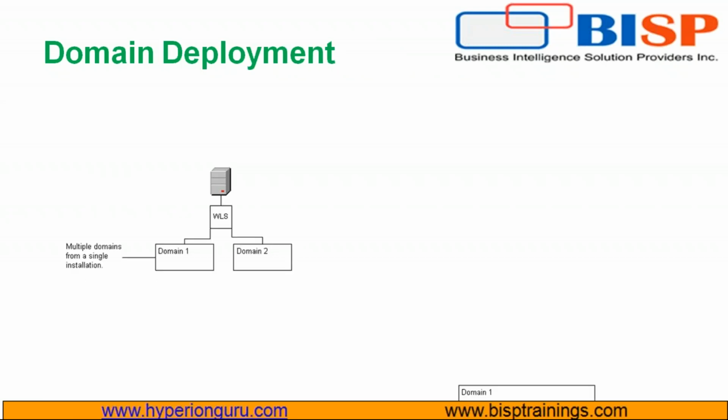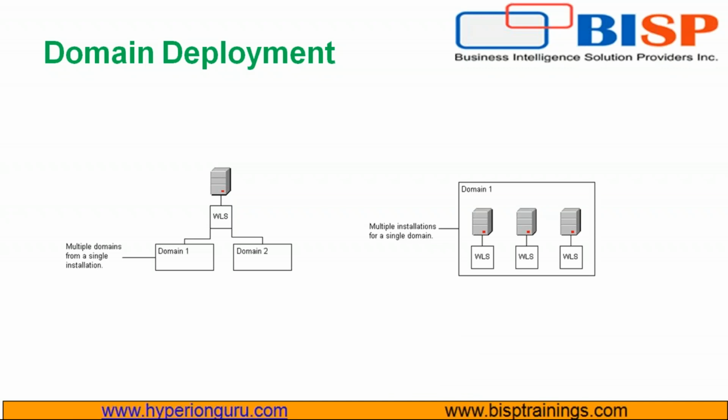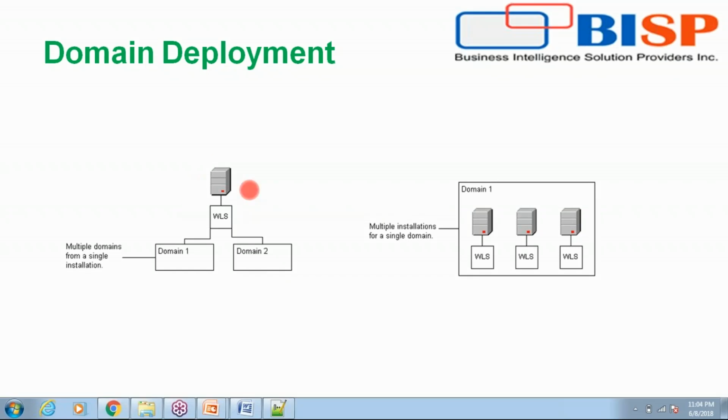Right, so this is one interesting one. Domain within a single machine. So consider this one of the machines. So let's say this is host A. You can have one installation for WLS, and with that one installation, you can create multiple domains within the same host, and that is called multiple domains from a single installation.